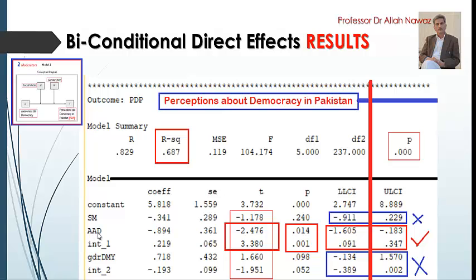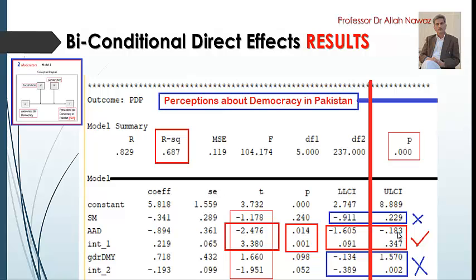Second, awareness of the people about democracy has again a huge coefficient, that is 0.894, but it is also with a negative sign, meaning that it has a negative relationship with the perceptions about democracy in Pakistan. This score is significant on the basis of t-score, which is 2.47. It is greater than the required minimum 1.96. The p-value is also significant, and both the lower and upper limits have minus signs.